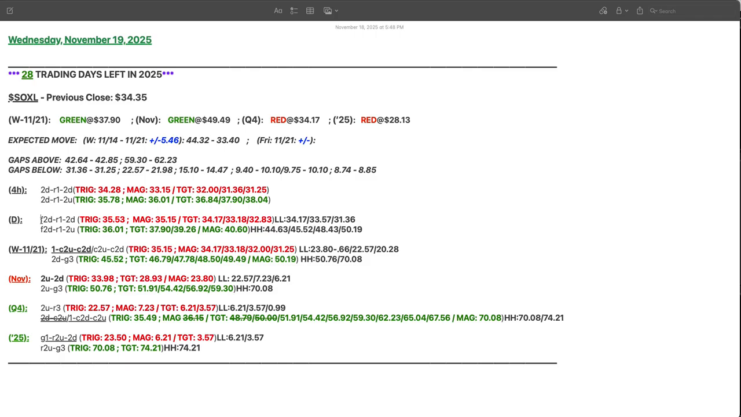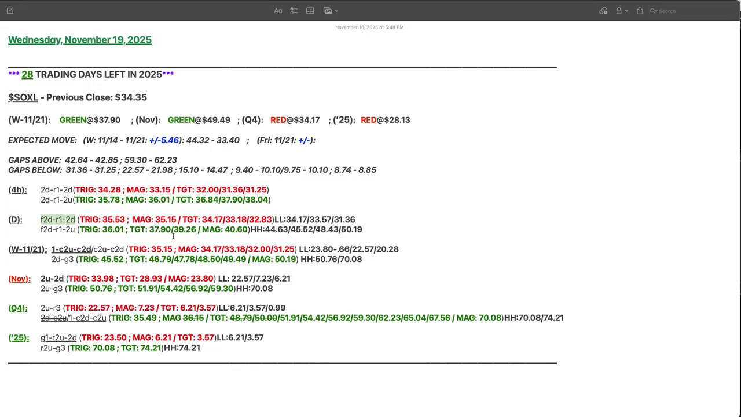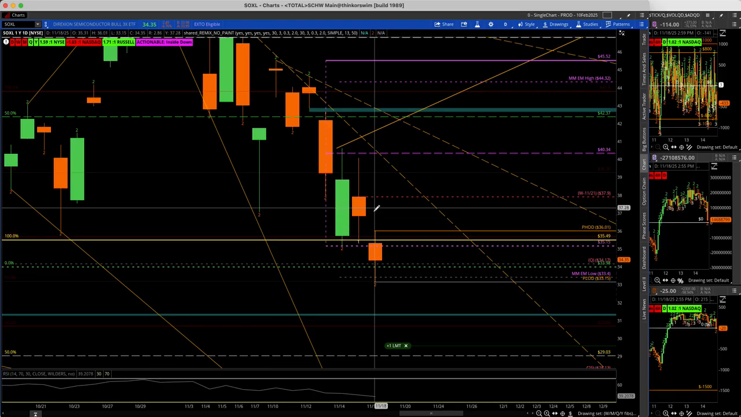And that rolls us into our triggers and targets for the day. If we go to the downside on the day, that's a 2 down. Why did I not put that in? Yeah, that's a 2 down continuation. I apologize, this should be the first target, and I just messed up my targets here. There we go. So again, that would be a 2 down continuation, no reversal there. So we've got a trigger but no magnitude. Triggers at 35.53, and even that I think is wrong.